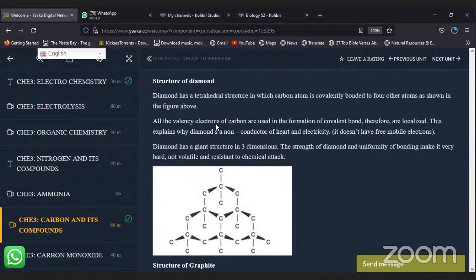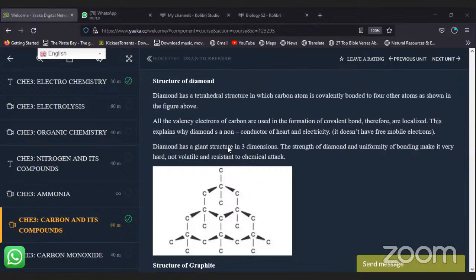So it is said here that all the valence electrons of carbon are used in the formation of covalent bonds. Therefore, they are localized, meaning they can't move. This explains why diamond is a non-conductor, like you guys have said. So it's a non-conductor of heat and electricity. Very, very important. Remember that. It doesn't have free, mobile electrons.